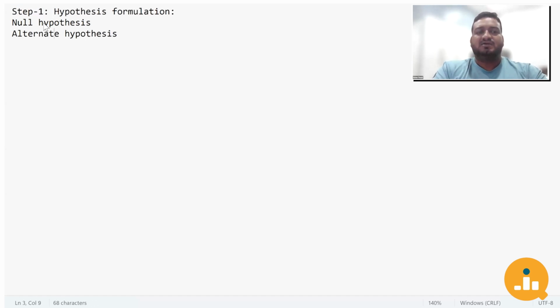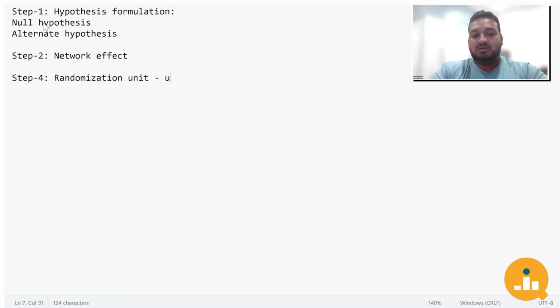In the second part, what we do, we check if there is network effect. Because network effect is basically considered before deciding your randomization unit. Step three is you define your randomization unit. It could be user, it could be session, it could be device, and sometimes a cluster of any of these three, depending upon network effect or a cluster. Okay, this is your step three.